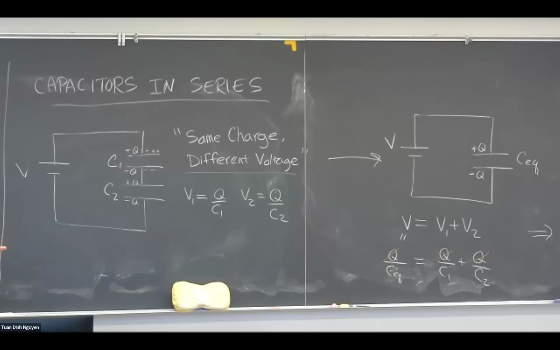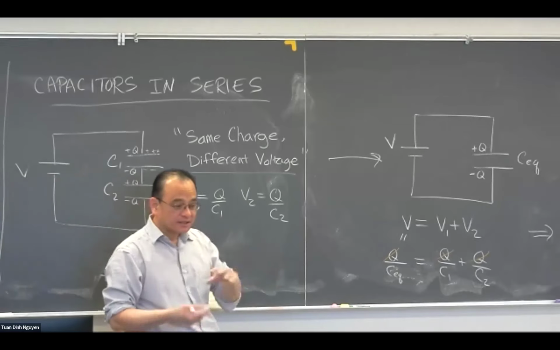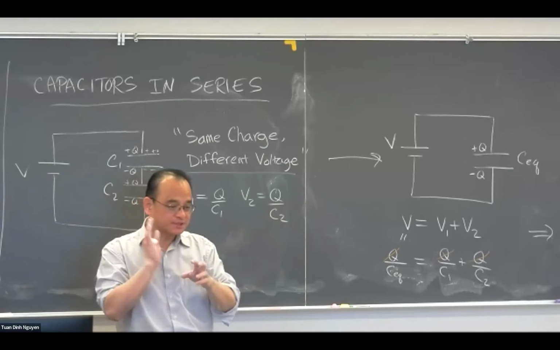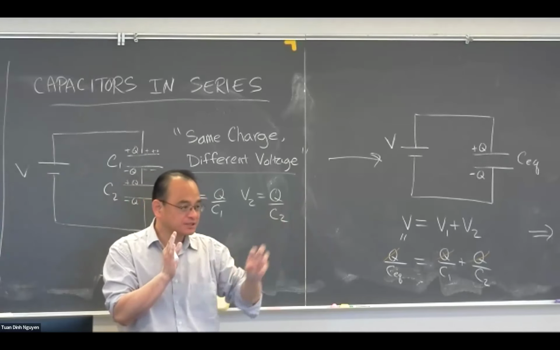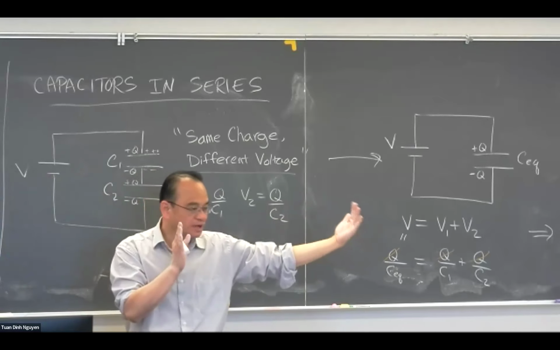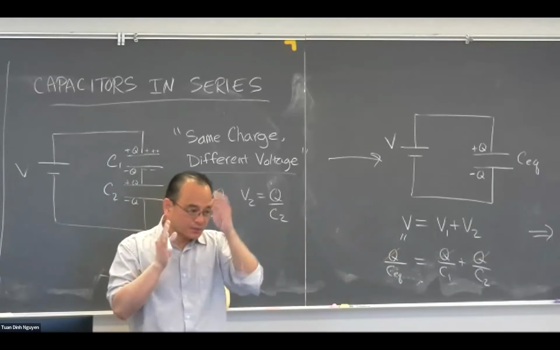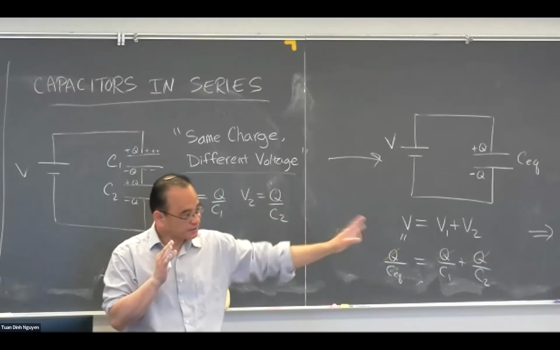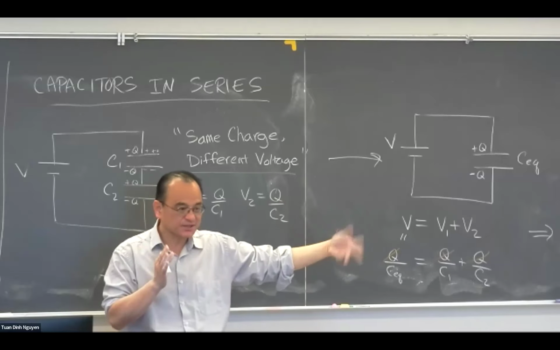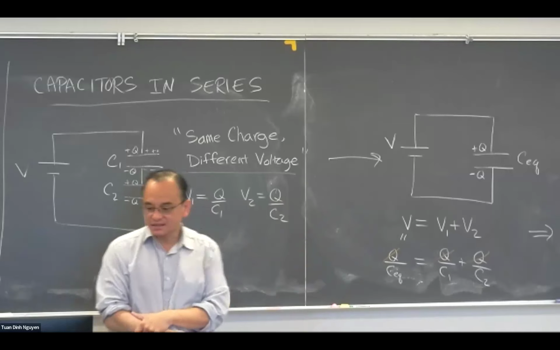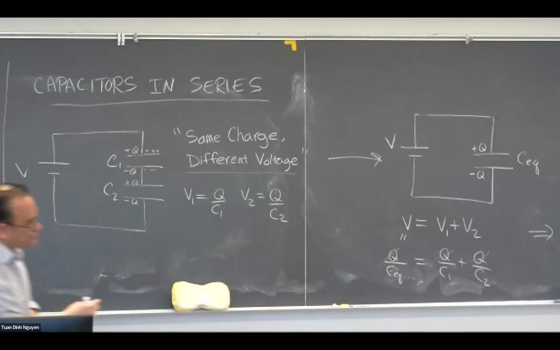Okay, so the phrase is same charge, different voltage, and the capacitance, the reciprocals add. That's how you say it. You add the reciprocal. Now, the general formula is very simple. You keep doing this. So C equivalent, say for parallel, is just C1 plus C2 plus C3, up to however many capacitors you have in parallel. For series, it's 1 over C1 plus 1 over C2 plus 1 over C3, all the way to 1 over Cn, however many capacitors you have in series. That's the completely general formula.